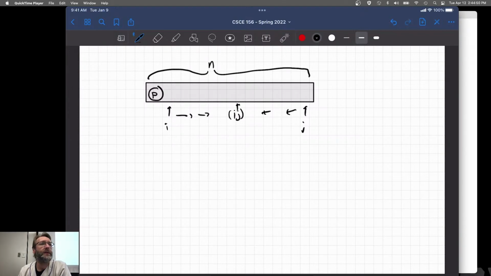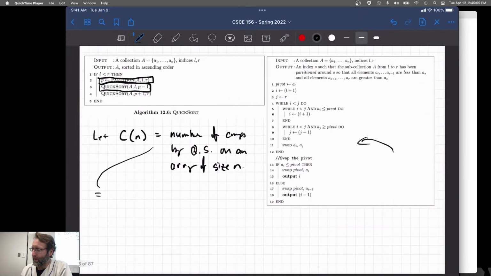So how many comparisons did I make? n minus 1. Total number of comparisons in partition will be n minus 1, the size of the array that you're partitioning. Okay? So let's go back over here. n minus 1, and this is the number of comparisons in partition.